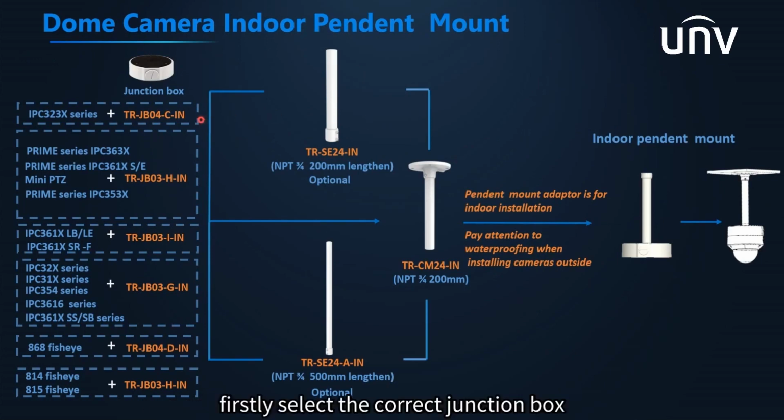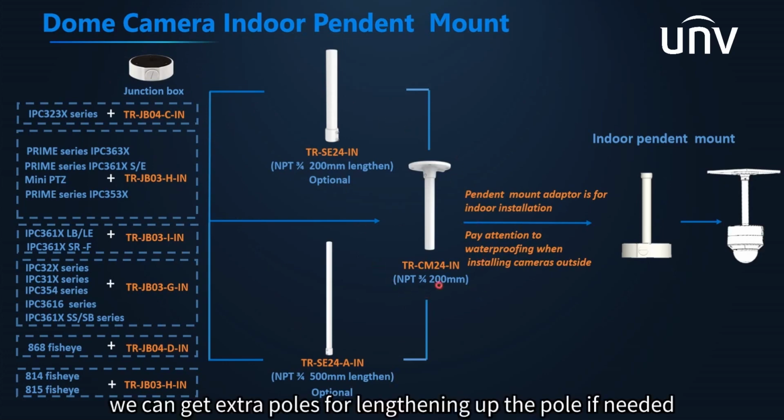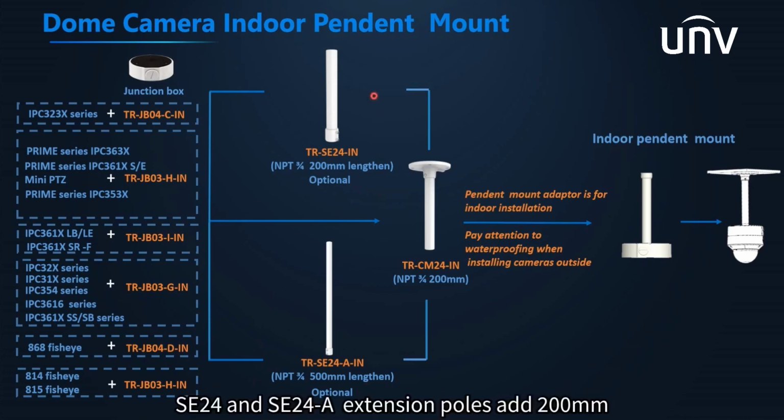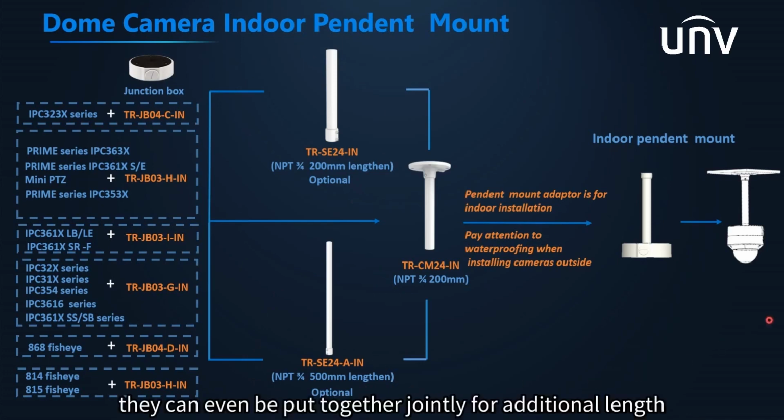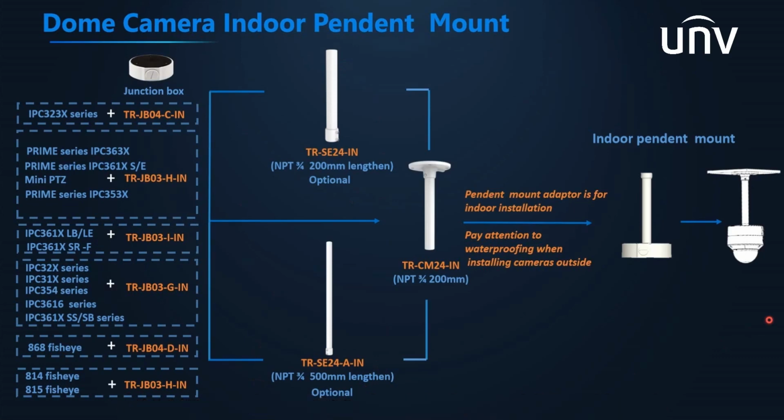Firstly, select the correct junction box, and then go for selecting the pole. The default pole height is 200 mm. We can get extra poles for lengthening up the pole if needed. SC24 and SC24A extension poles add 200 mm and 500 mm to the overall mounting length. They can even be put together jointly for additional length.